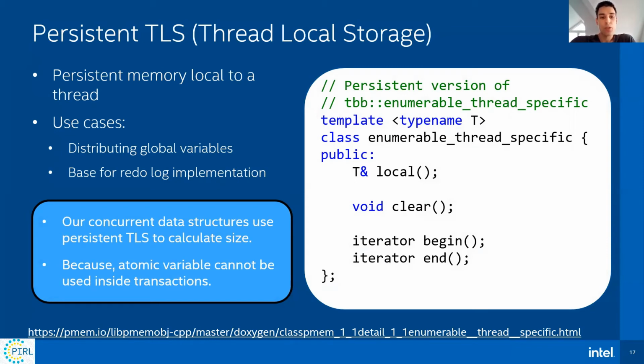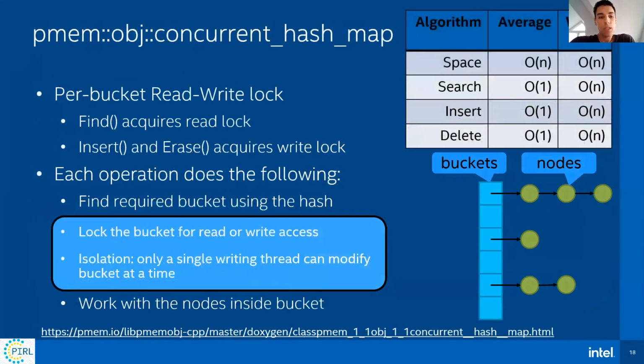Another use case for persistent TLS is using it to implement redo lock. I will talk about it later when describing the concurrent map implementation. So let's now move on to the first concurrent container, which is PMOBJ concurrent hash map.